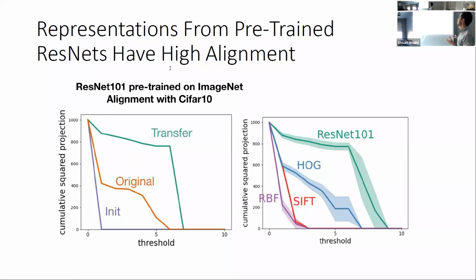Okay. So why should this matter? Why should a high alignment at some threshold matter? And why would we want to use this kind of measure in our analysis?